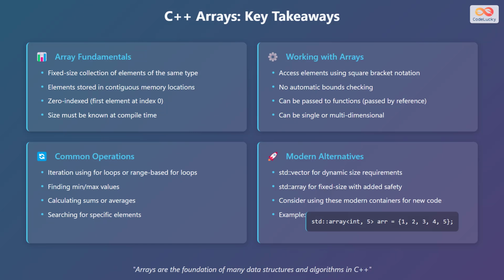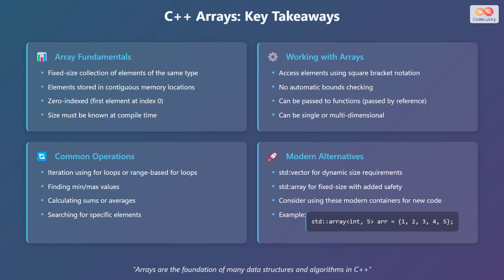Here are the key takeaways from our discussion on C++ arrays. Arrays are a fundamental concept in C++, serving as fixed-size collections of elements of the same type. These elements are stored contiguously in memory, and arrays are zero-indexed. The size of an array must be known at compile time. When working with arrays, remember that you can access elements using square bracket notation, and there is no automatic bounds checking. Arrays can be passed to functions and can be single or multidimensional.